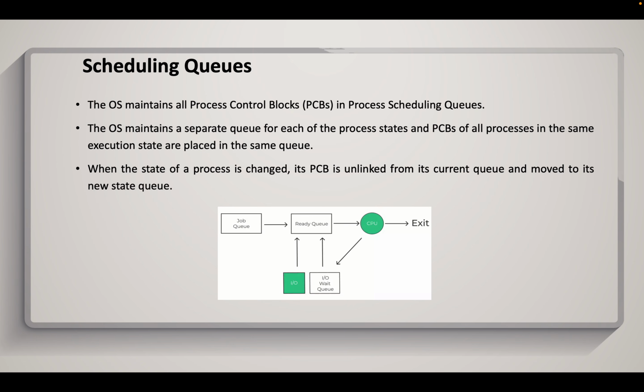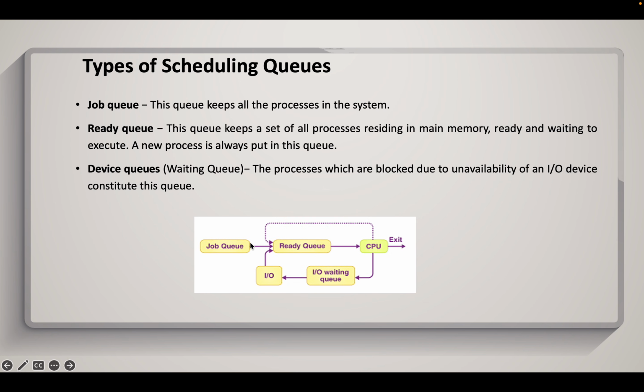There are some queues, which we call scheduling queues: job queue, ready queue, waiting queue, and so on. The job queue keeps all the processes in the system, that is, in secondary storage memory. The ready queue contains the processes that are ready to be executed by the CPU, mostly kept in main memory. In the device queue, the processes waiting for an input output operation to be performed are available. These are the three important scheduling queues.